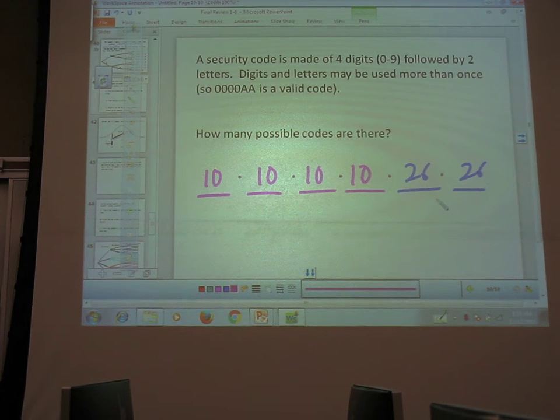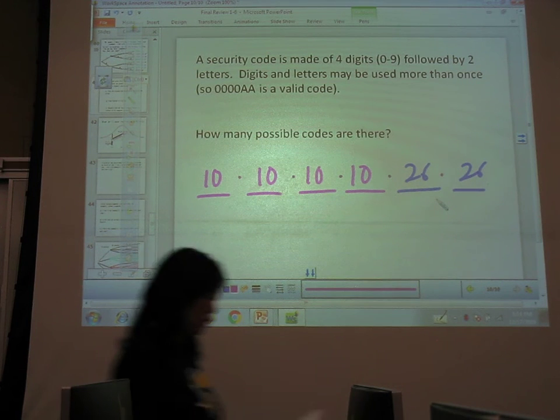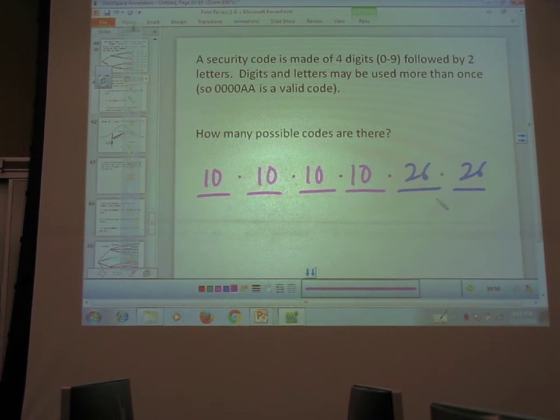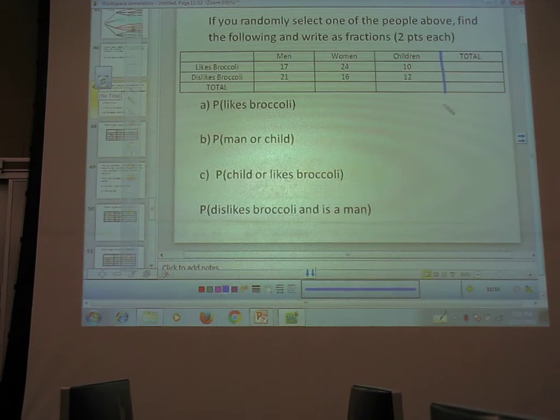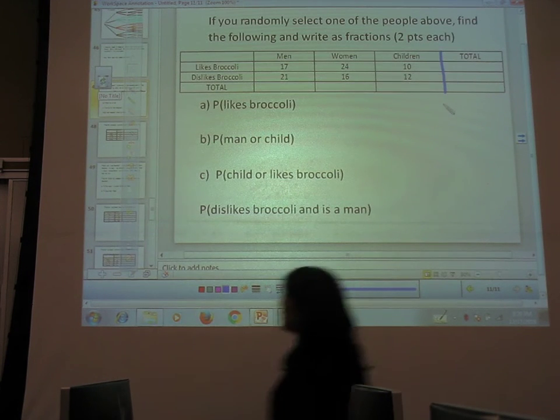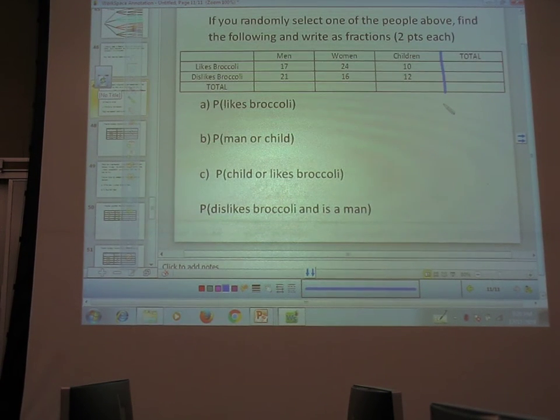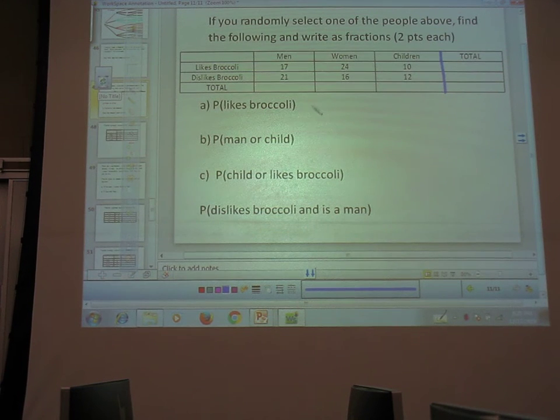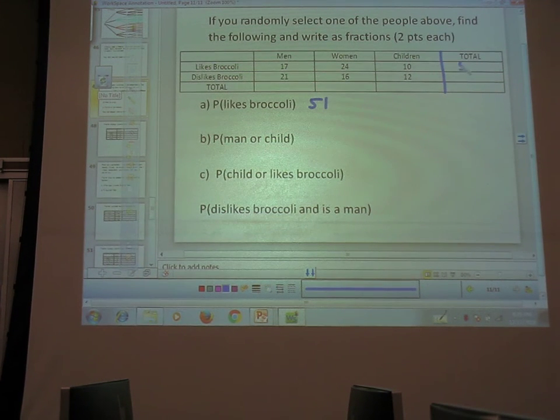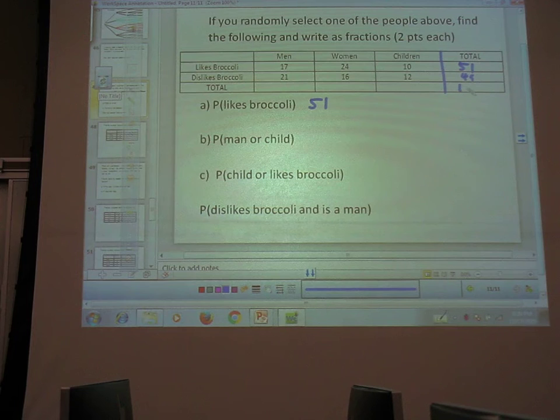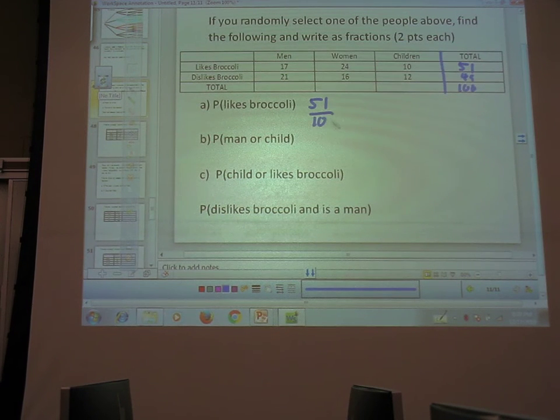Okay, great. Why don't you guys swing on down and do next page, E13. So the first part, what's the probability someone likes broccoli? 51 out of 100. Yep. There's 51 people like broccoli out of 100. So 51 out of 100. What's the probability they're a man or a child?